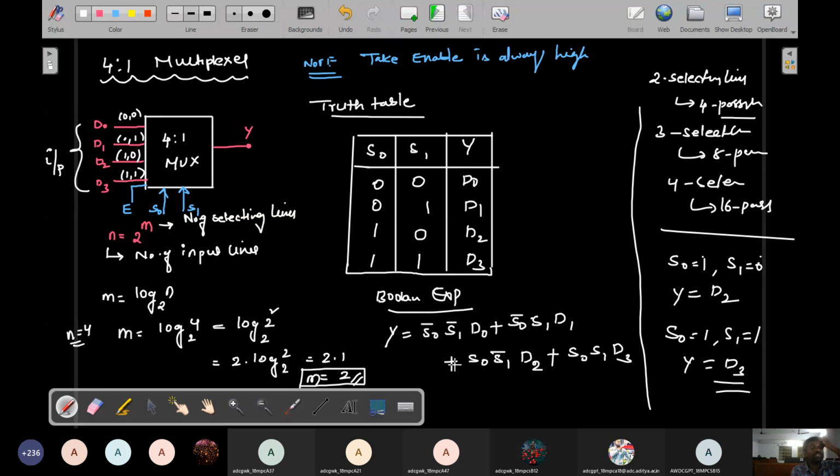So this Boolean expression you will derive using Karnaugh map, K-map equation, because K-map is not in your syllabus. So that's why I'll write this configuration. Okay, right now I draw the logic circuit diagram of this multiplexer.